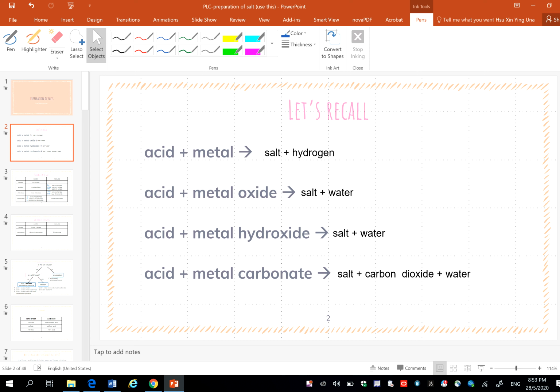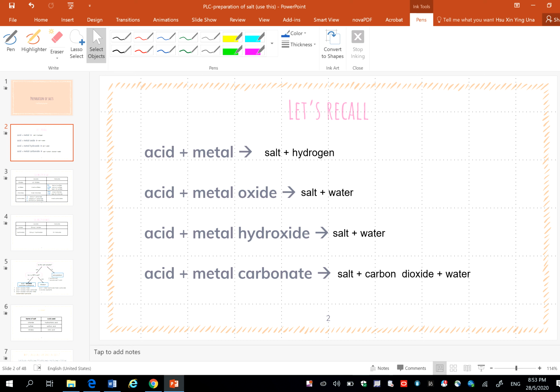Previously, maybe if I give you a salt to prepare, let's say sodium chloride, you can suggest sodium plus hydrochloric acid, and I know that I can get sodium chloride. But after this topic, you realize that it is not suitable to use sodium metal to react with hydrochloric acid, because of certain restrictions. So for this topic, please focus on the property of salts and also the methods of salts to determine which reactants to use.